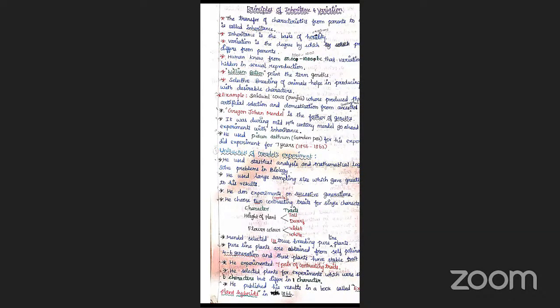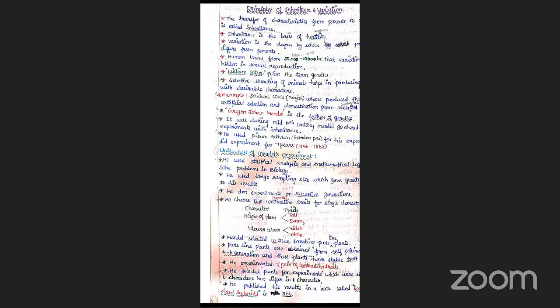Mendel did so many experiments. Based on his experiments, so many things were explained. That is called a contribution. The contribution of Mendel to genetics is known as Mendelism. That is also an important question. So Mendelism means the contribution of Mendel to genetics.